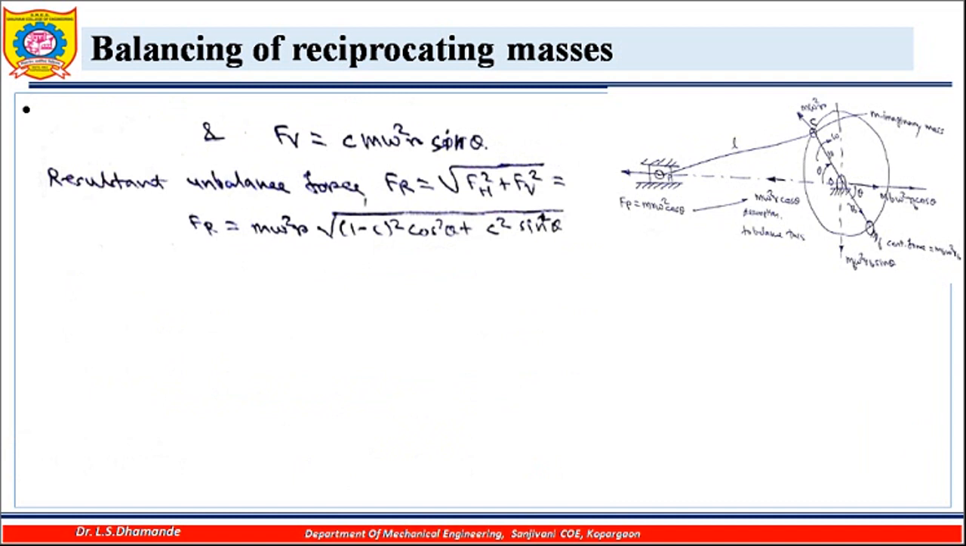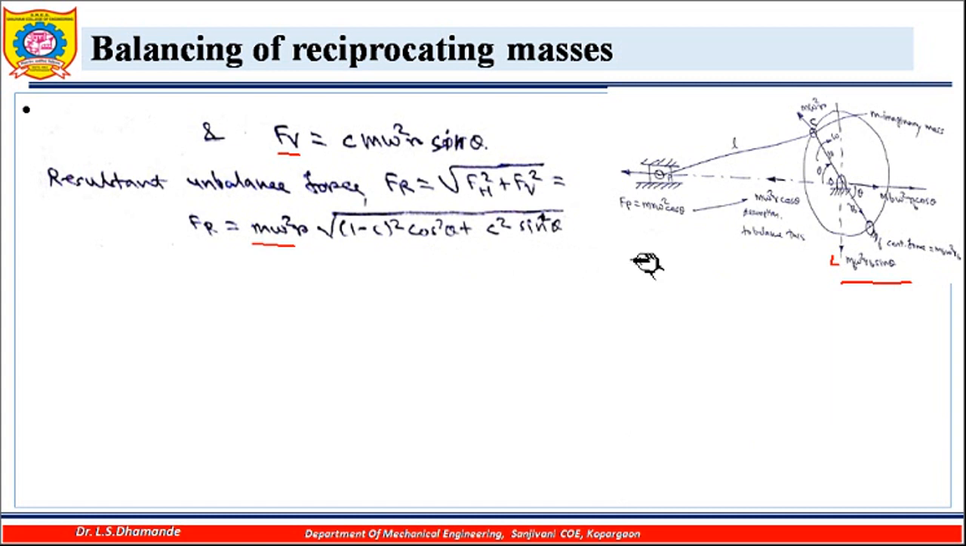And now in the vertical direction there will be a force which is equal to c m omega square r sine of theta. This is the force which will be present along the vertical direction. So it is multiplied by c multiplied by mb omega square rb into sine of theta, this much. So in short, the resultant unbalanced force which will be there on this particular IC engine or maybe a compressor will be equal to the resultant of Fh square plus Fv square. So vertical force and horizontal force, whichever is unbalanced remaining in the system, if I take the resultant of it, it will be equal to m omega square r into under root of (1 minus c) square cos square theta plus c square sin square theta.